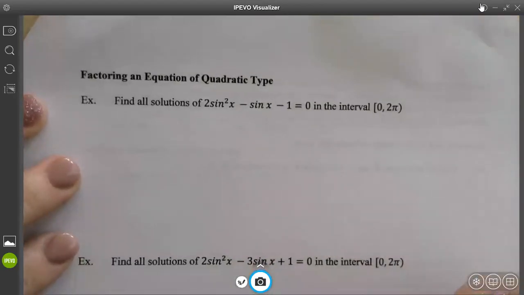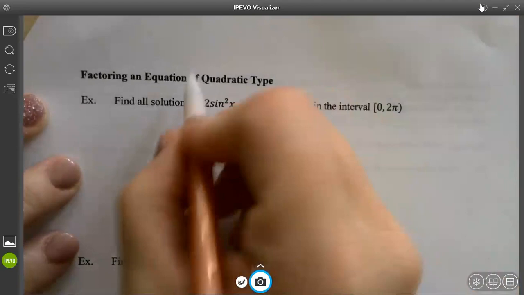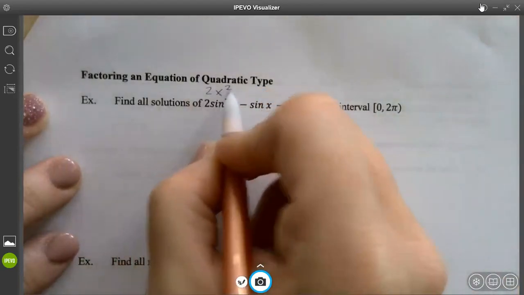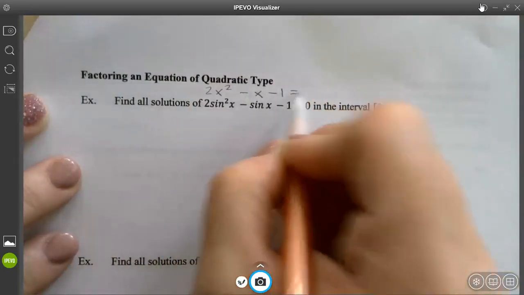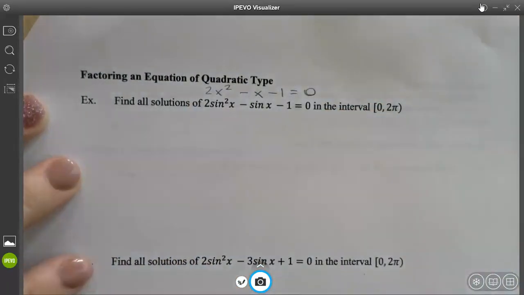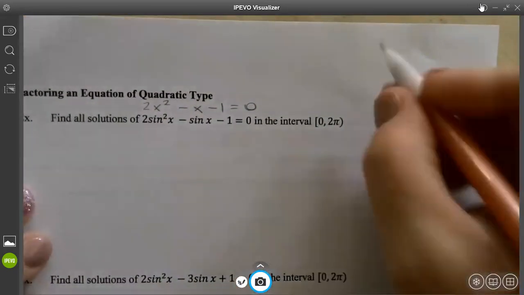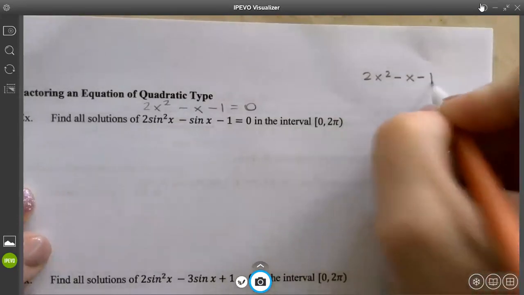All right, when we're working on this next example, think of it, guys, just like I was showing you yesterday. Instead of thinking of it in terms of sine, think of it like sine is your x value. So how would I factor this problem? I'm going to do it over to the side so you guys can see it. How would I factor 2x squared minus x minus 1?